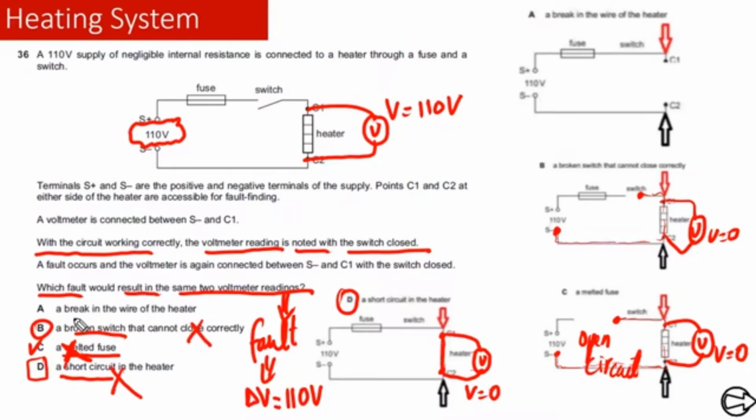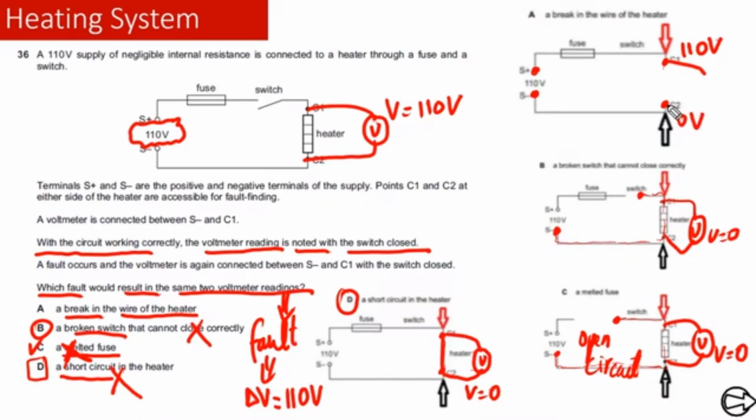For A, it is given a break in the wire of the heater. So here it means the wire of the heater. So you can see here, in this case, the potential at C1 will be equal to 110 volts because this is connected with the positive terminal, and C2 is connected with the negative terminal. So we can say the potential here will be 0 volts.